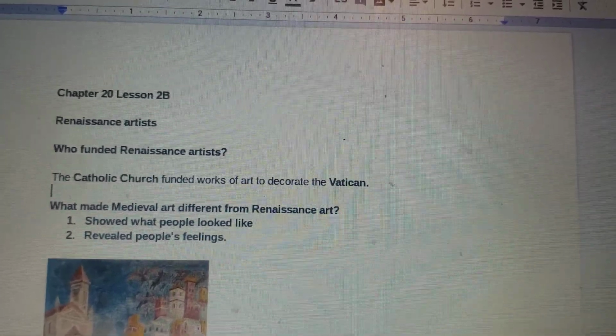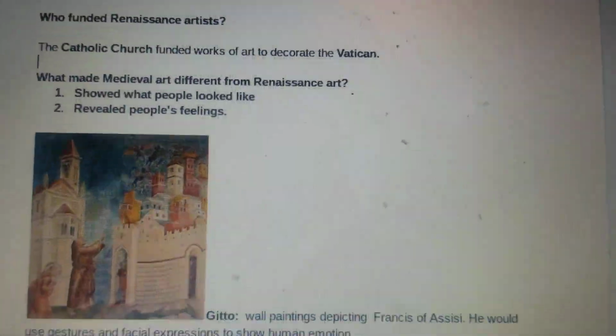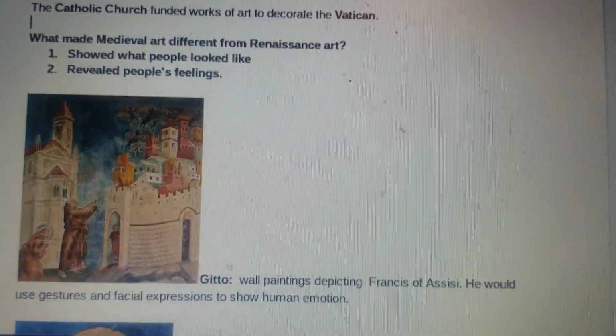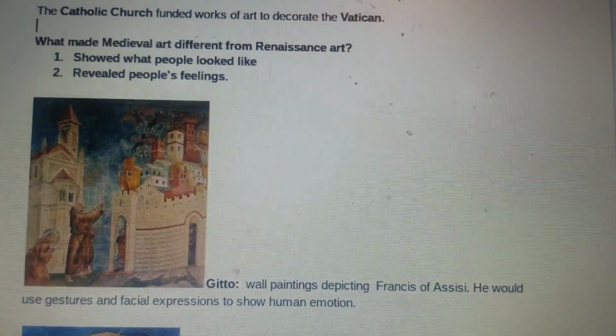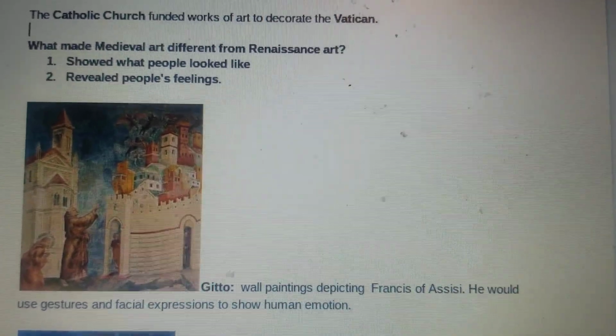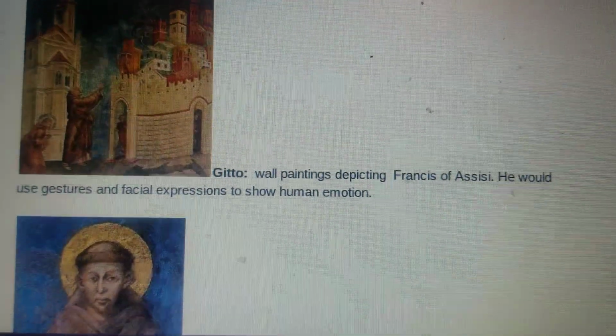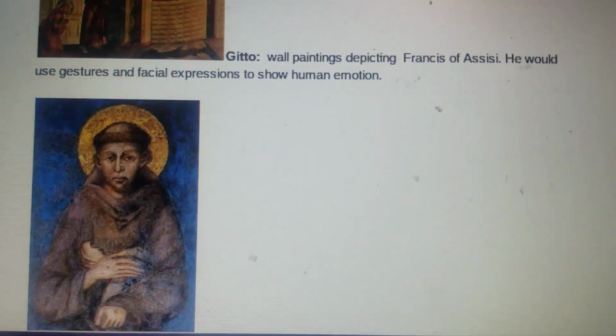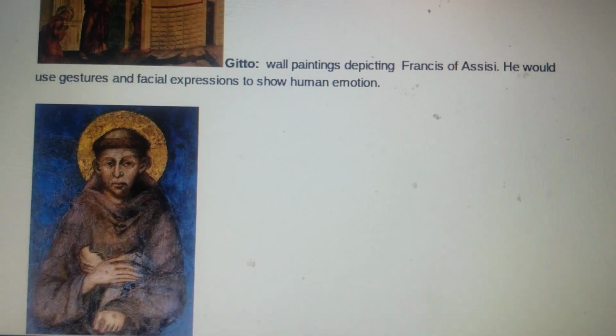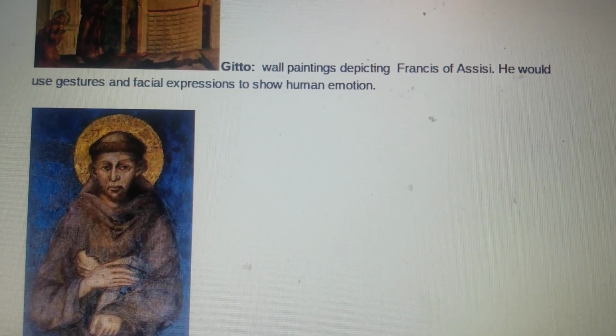revealed people's true feelings. We're going to look at this painting right here by Giotto. Wall paintings depicting Francis of Assisi, he would use gestures and facial expressions to show human emotion. In this picture of Francis of Assisi, you can just see how sad he is.